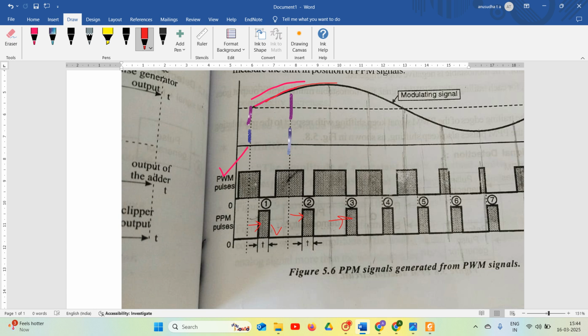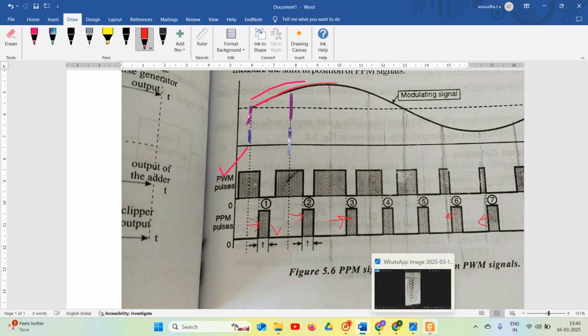Okay, so during the negative half cycle, my PPM signal is very near to the reference line. So in this way, based on the amplitude of the modulating signal, my PPM signal is shifted away from the reference line and towards the reference line. In this way, we generate PPM signals or pulses.